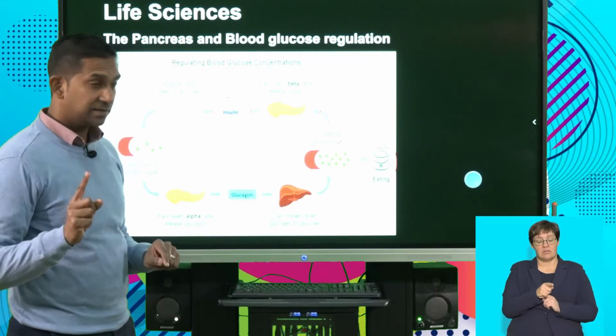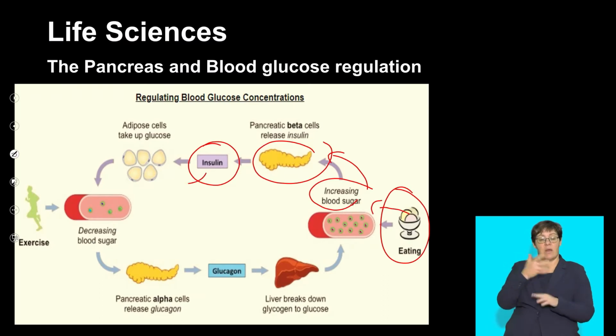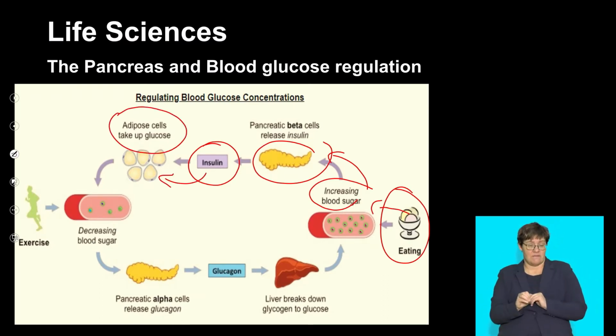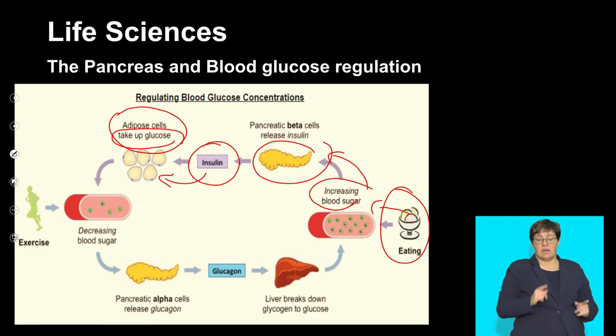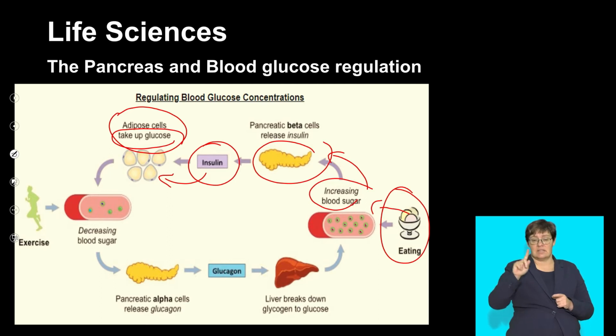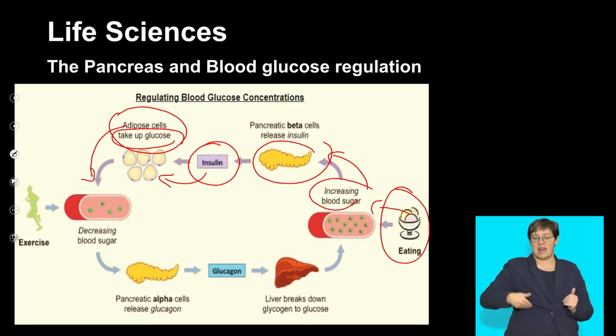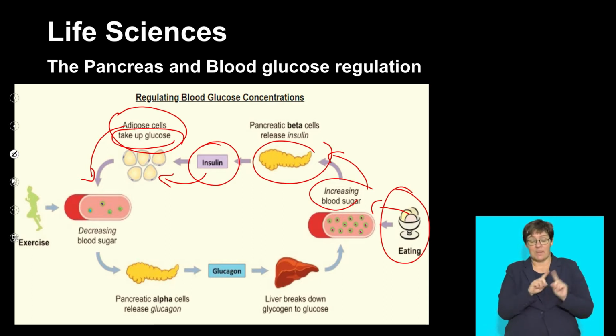The insulin will then respond to that increase in blood sugar levels and allow for glucose to be absorbed by the liver as well as some of the cells in the body, such as your adipose tissue. That will then in turn reduce the blood sugar levels in the bloodstream, bringing it back to normal because it's now stored in the liver and muscle cells.